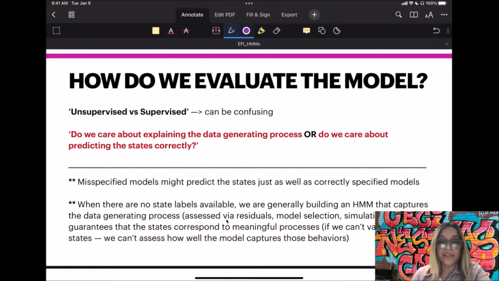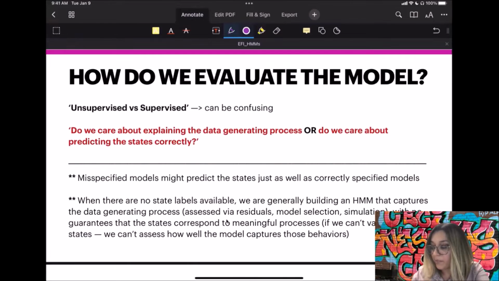Unsupervised versus supervised is more machine learning terminology, with unsupervised being that we only have the observations. We don't have any underlying state sequences. And typically this is how HMMs are used in animal movement, with the moveHMM package or the momentuHMM package. And supervised typically refers to having data that has both animal movement or some other ecological process, and the underlying state sequences. So we know exactly the types of behaviors that the animal was exhibiting.